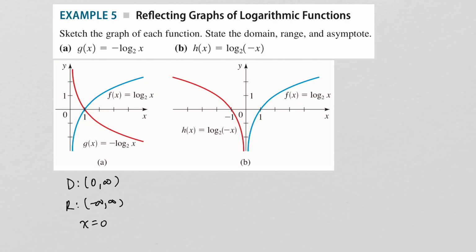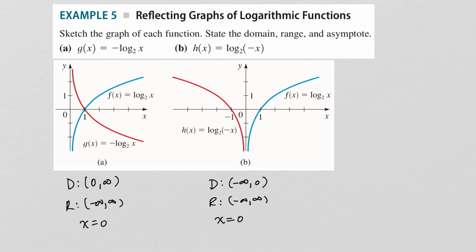And for the other graph, you can see that when we reflect this graph over the y-axis, the domain changes. So the red graph here is defined for all negative values of x. So the domain would be all values from minus infinity to 0, and then the range is still all real numbers, and the asymptote is still x equals 0. The asymptote did not change here.